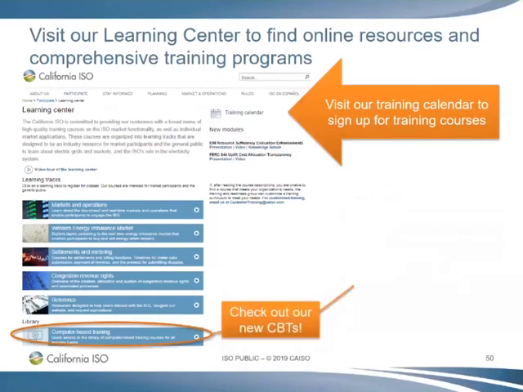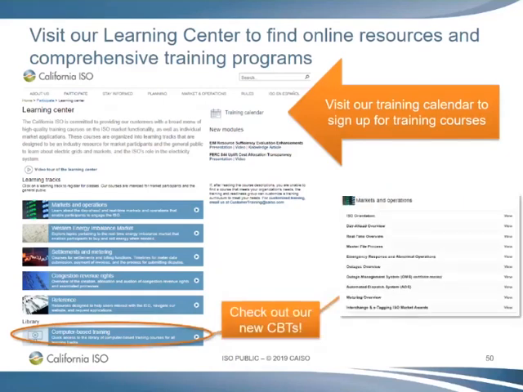We are creating more computer-based training and learning bursts to break down some of these complicated subjects into bite-sized, manageable pieces, so please keep an eye on this page to find updated content and learning opportunities.